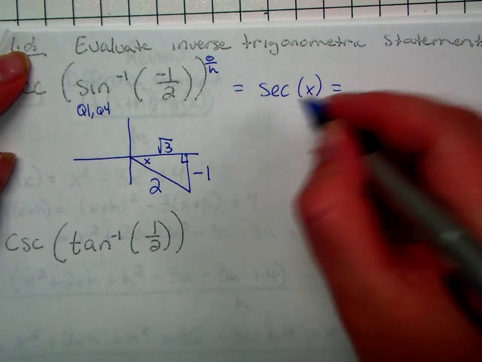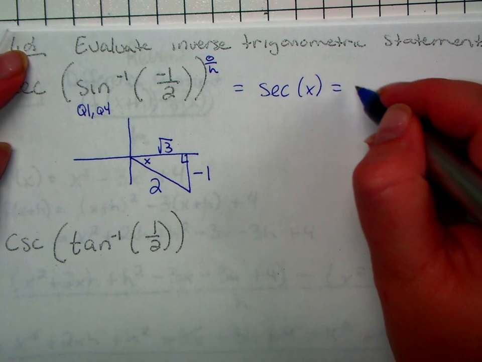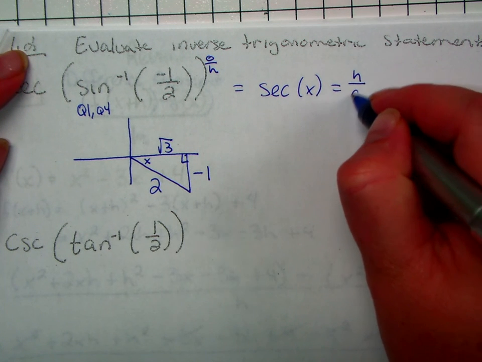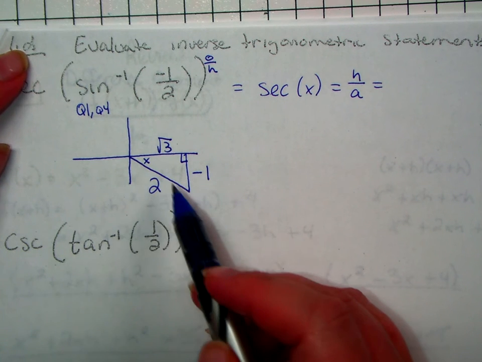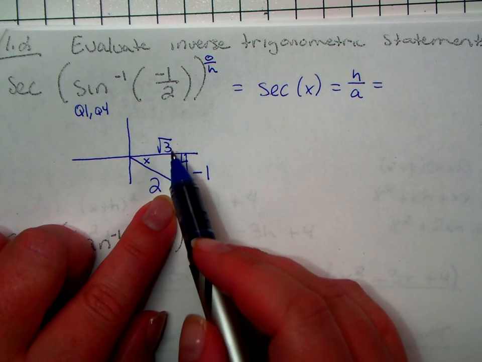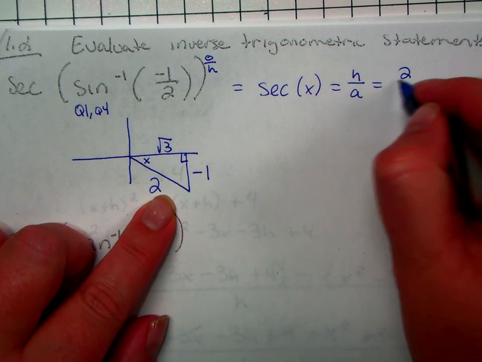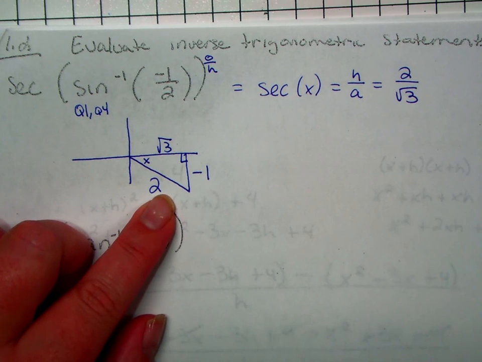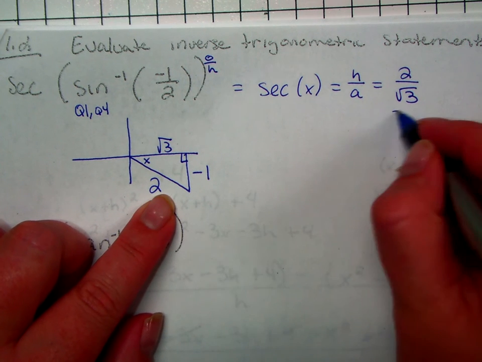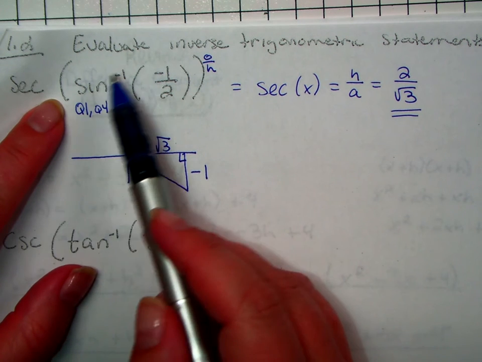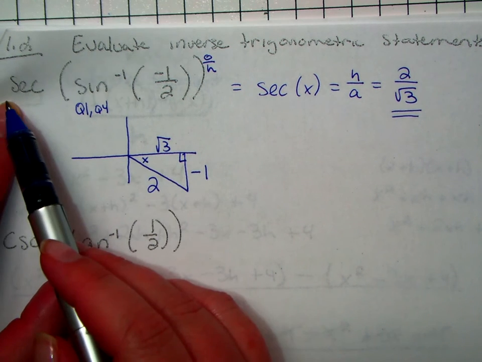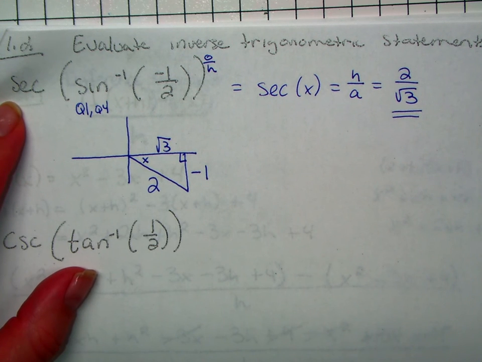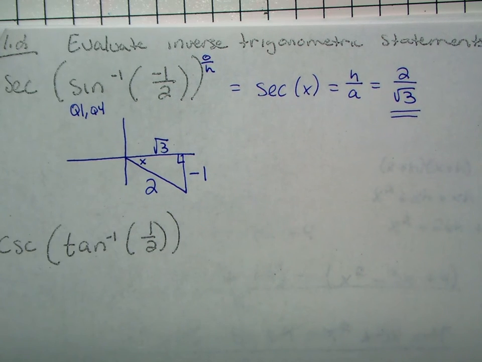So secant is the reciprocal of cosine. So we're going to do the hypotenuse over the adjacent side. So using the same triangle, put the hypotenuse over the adjacent side, and you get 2 over rad 3. This is the answer. So the inverse trig function gives you the triangle and the angle, and then you want to do secant of that angle for your final answer.